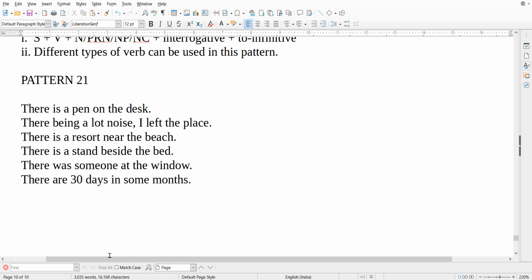So basically, it's used for stating facts, and stating facts about things which are indefinite. So that's the use. There are plenty of pins in the box, or in this box.